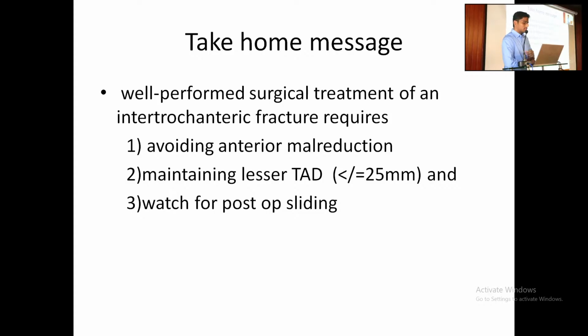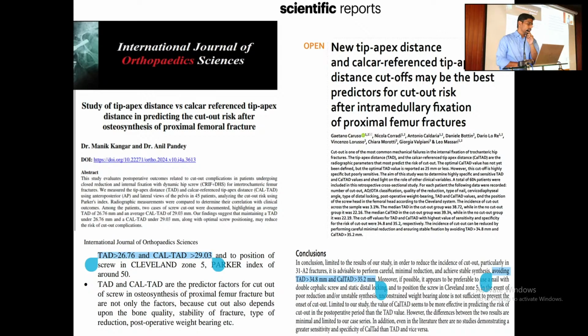So coming to the take home message, well performed surgical treatment of an intertrochanteric fracture requires avoiding anterior malreduction and maintaining a lesser TAD, that is less than or equal to 25 mm. There were some studies trying to set the limit for TAD. This one is from IJOS. They have said that the limit for TAD is 25 mm. Less than 25 mm we have to maintain.